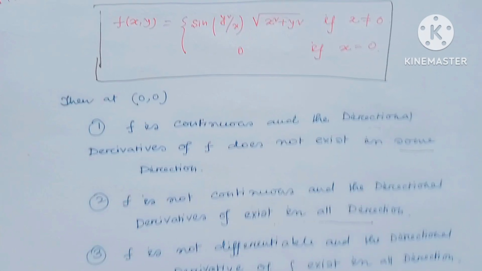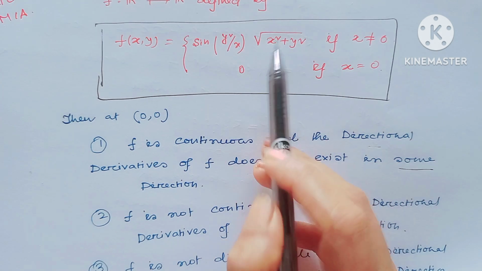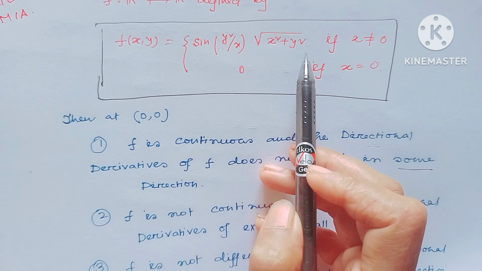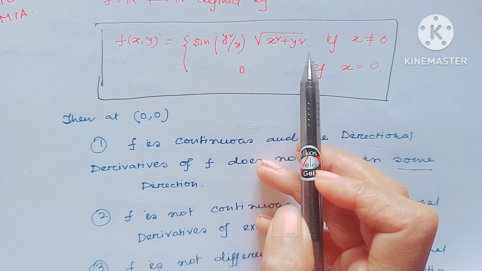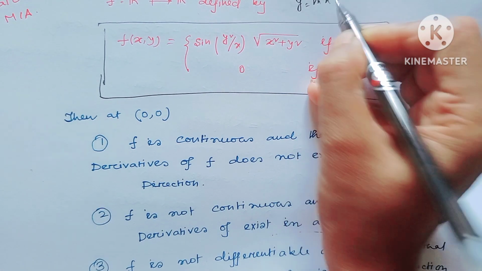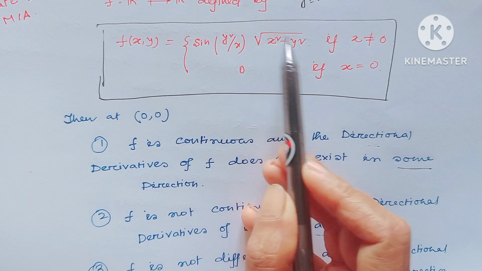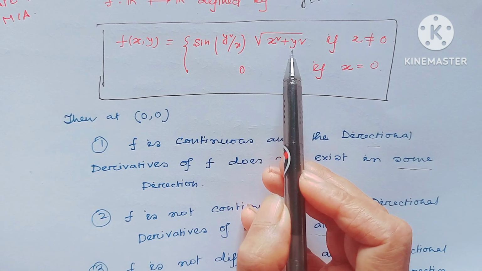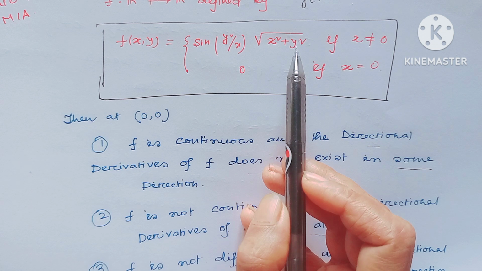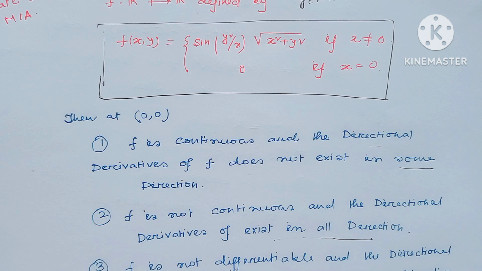For this type of question, at first check continuity. Since there is the square root of x square plus y square, we can check continuity by polar form or consider the path y equal to mx. If we consider the polar form, x equal to r cos theta, y equal to r sin theta, then the square root of x square plus y square would be r. I hope that if you consider the polar form, this would be easier.